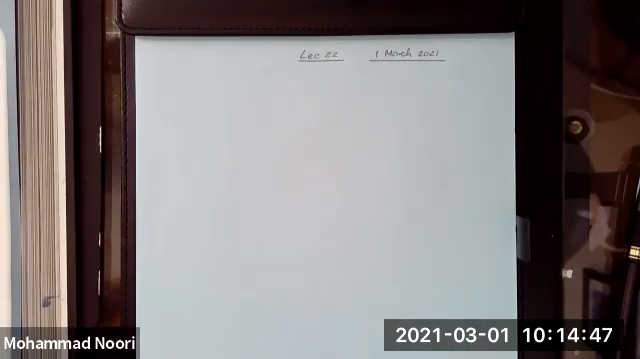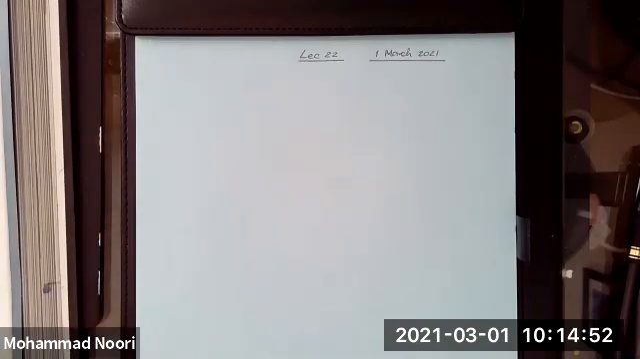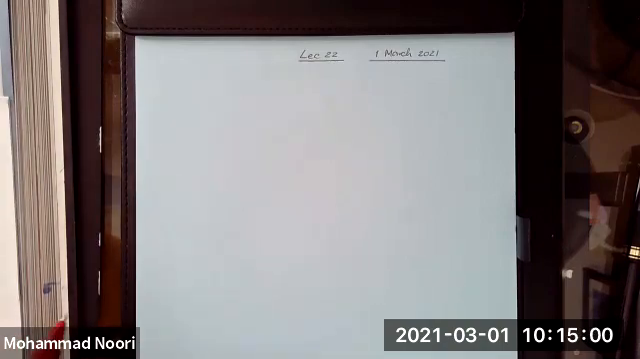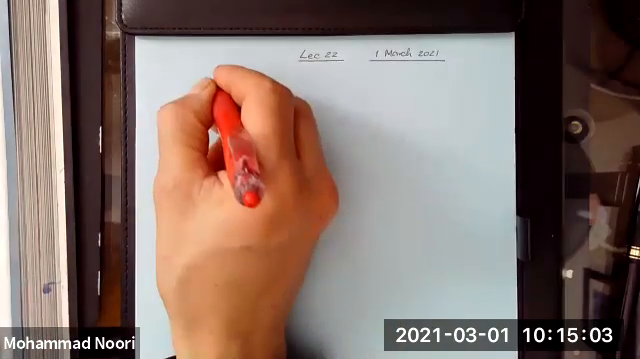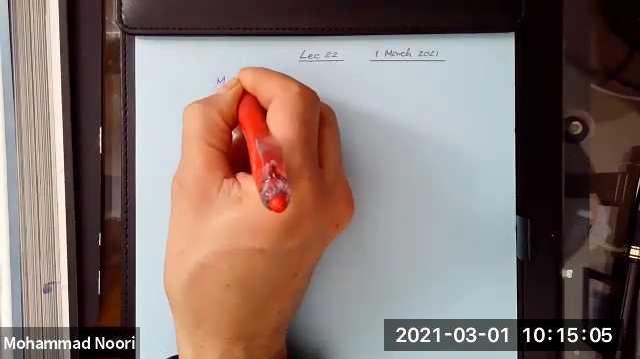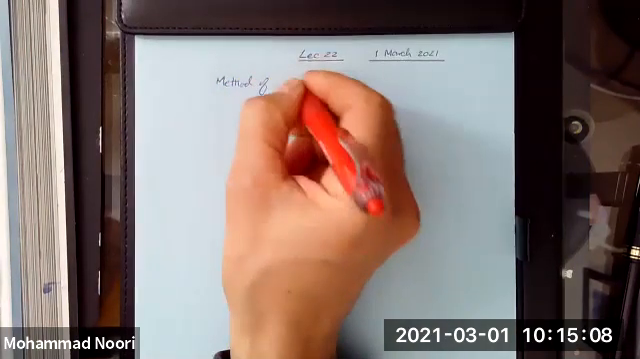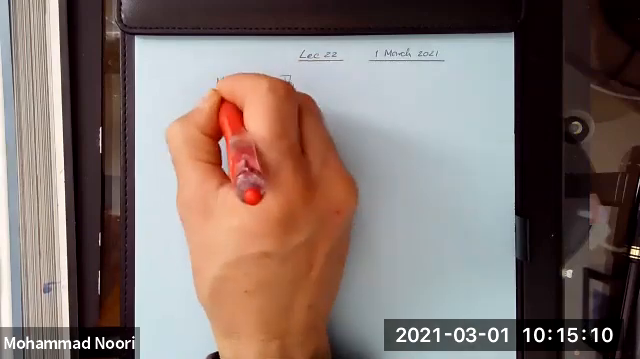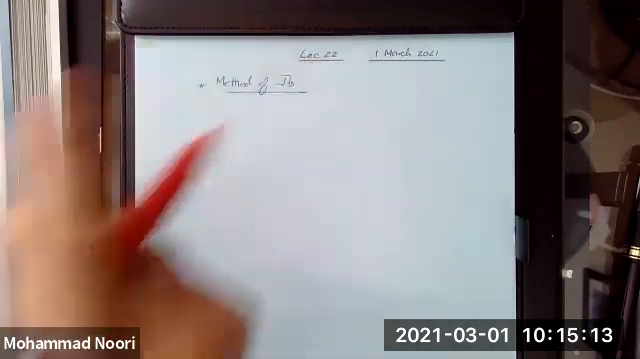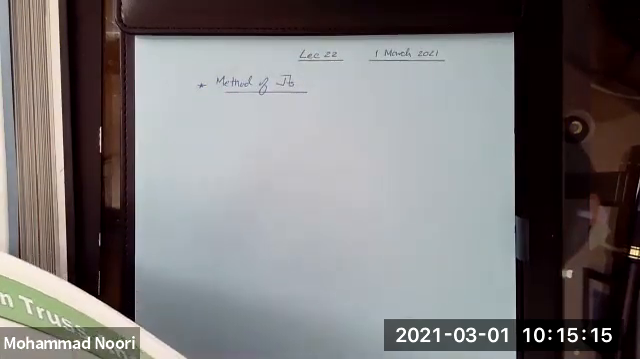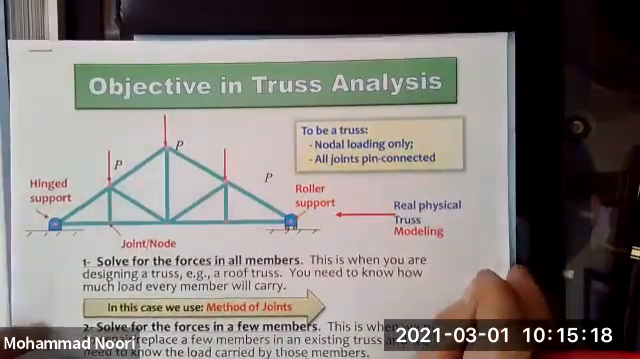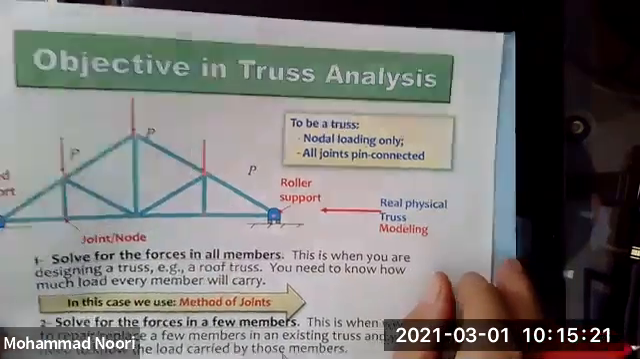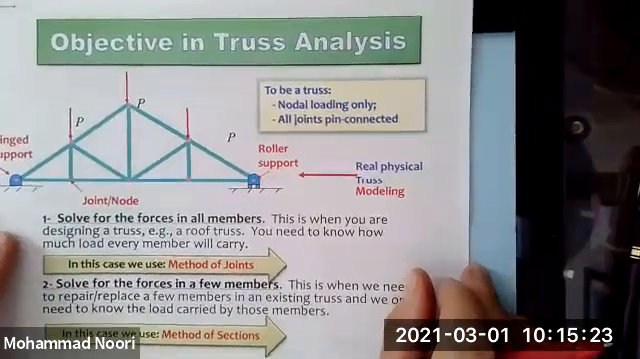So let's see where we are. We've been talking about trusses, and so far we discussed the method of joints, right? So just to refresh your memories, I have printed out some of the pages of that online course that I have been referring to, which summarizes where we are and where we are going.